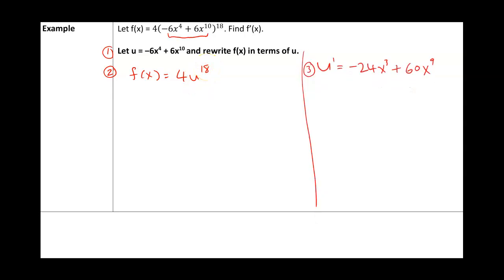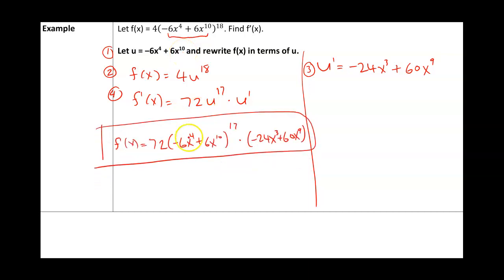Now, u prime is going to be the derivative of u, which is going to be negative 24x cubed plus 60x to the 9th. If I take f prime of x, I would multiply 18 times 4, which is 72. I subtract 1 from the exponent, so that's 72u to the 17th. But anytime we substitute with u, you have to have a u prime. And then now we can just plug everything back. u is negative 6x to the fourth plus 6x to the 10th. So we plug that back in. And then u prime is negative 24x cubed plus 60x to the 9th. We plug that back in.